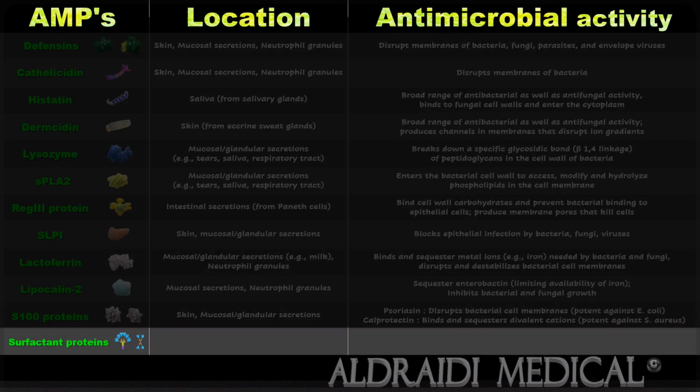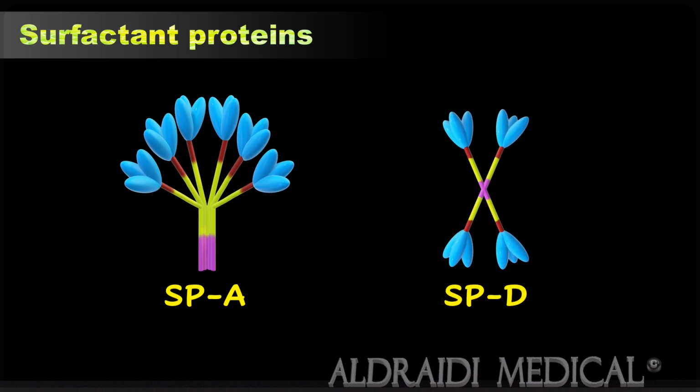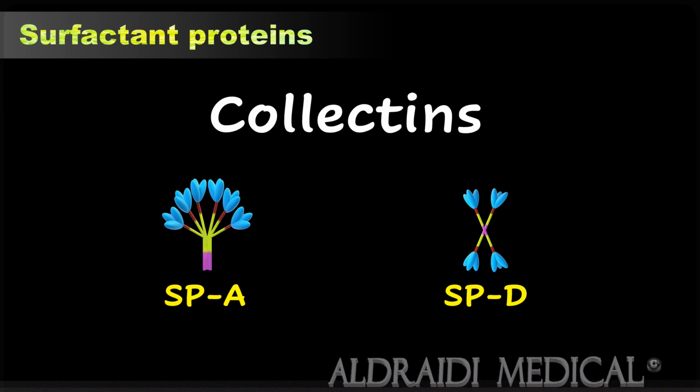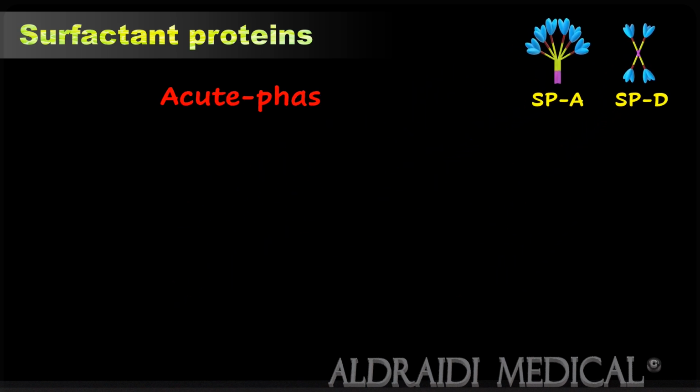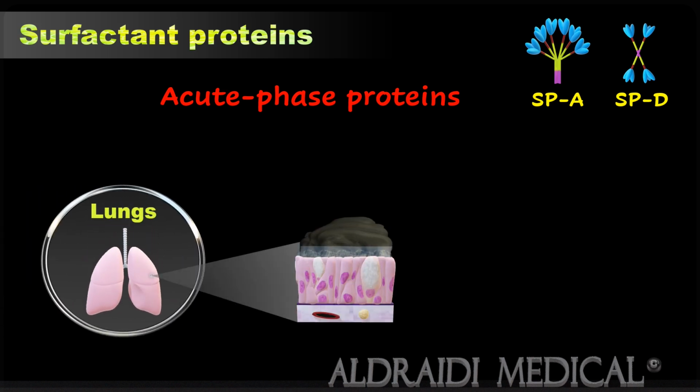Finally, the surfactant proteins. The two surfactant proteins, SPA and SPD, are members of the colectin family of proteins that are produced by the liver and a variety of epithelia. Surfactant proteins A and D are acute phase proteins that are present in the alveolar fluid of the lungs as well as in the secretions of some other mucosal epithelia. In addition to their lubricating properties in the respiratory tract, these proteins help protect the epithelial surfaces of the lung against infection.